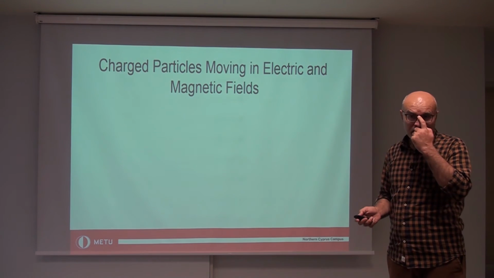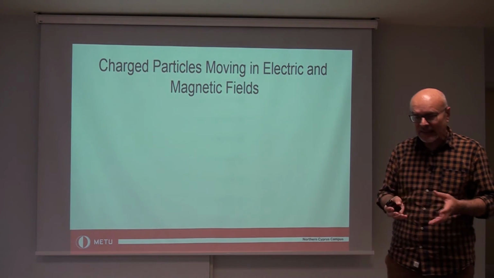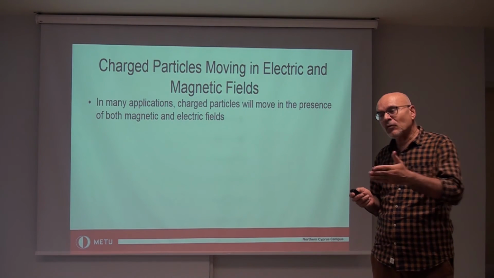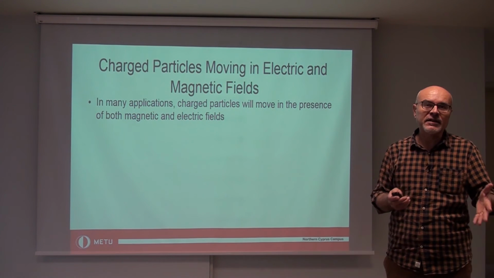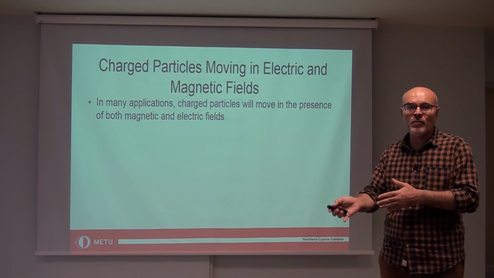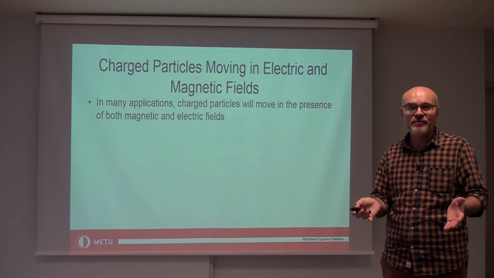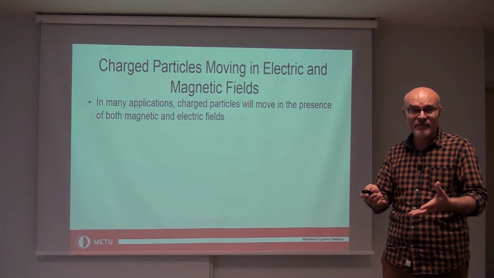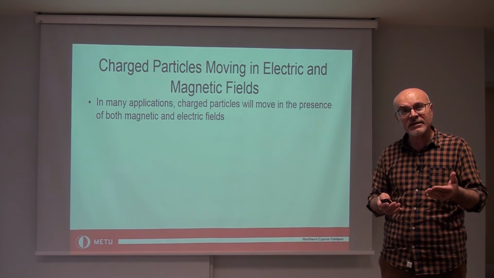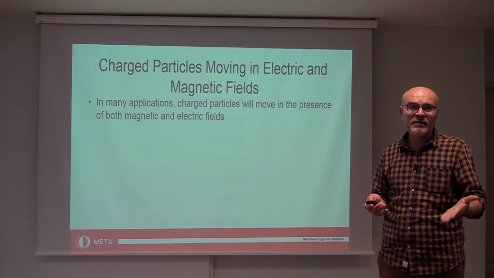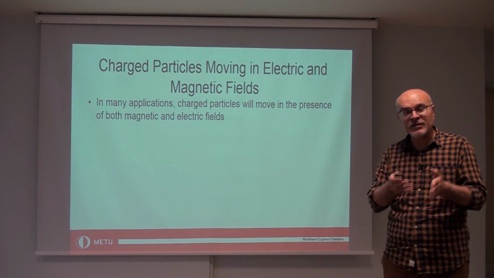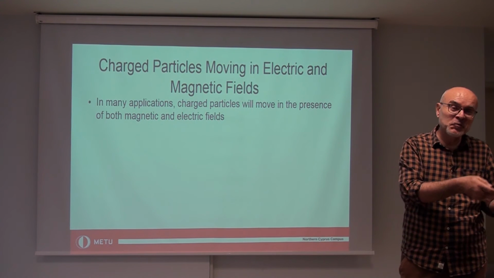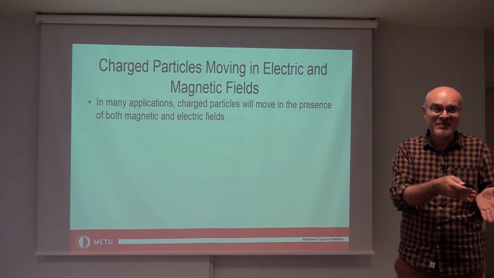Usually, in reality, in many cases, we have charged particles moving not only in a magnetic field or an electric field, but in both electric and magnetic fields. If a particle is moving in a region where there is an electric field and also a magnetic field, then that particle will experience an electric force due to the electric field, and a magnetic force due to the magnetic field.